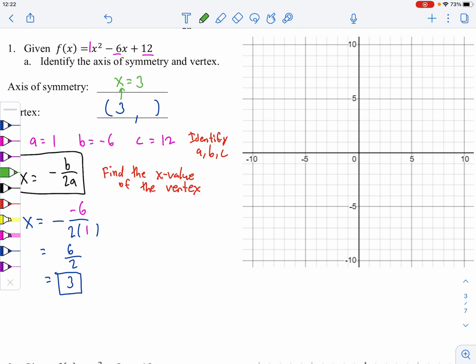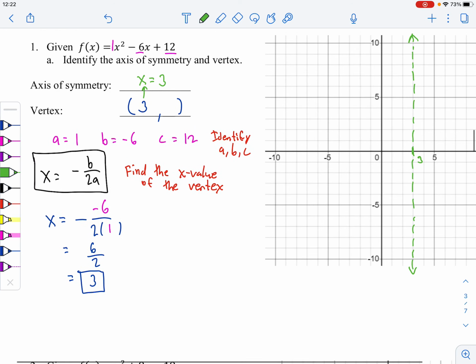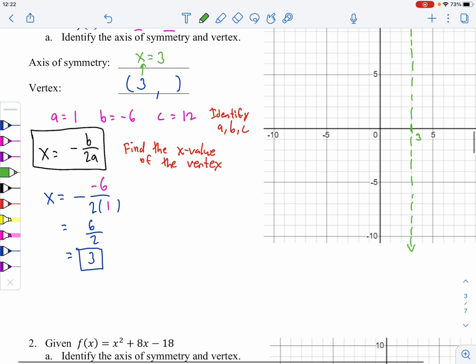Okay, so let's do that. Axis of symmetry, x equals 3. Here's 3 on the x. Right there. So that's our axis of symmetry. And now we should find the y value of the vertex.